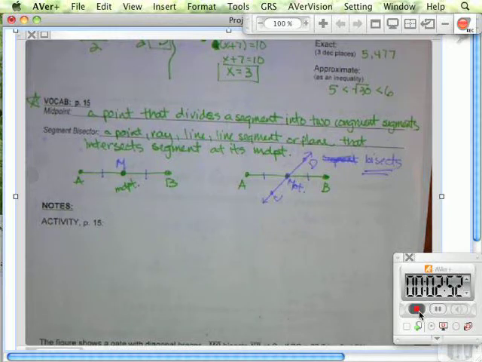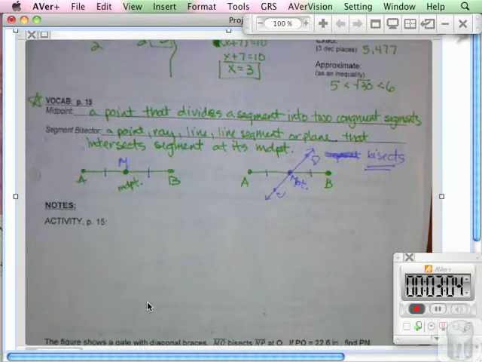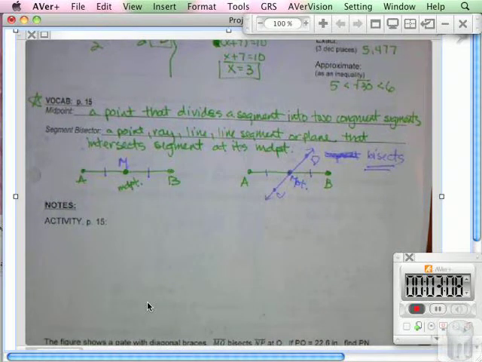Can we move on? Okay. This is short for midpoint. Can you not read something, Grace?